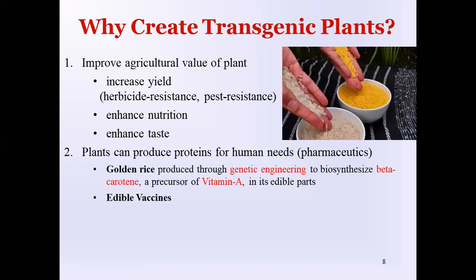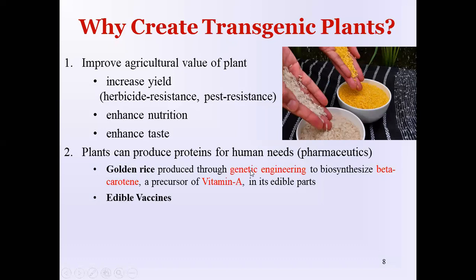So this is the golden example. Actually, the plant can produce proteins for human needs, so pharmaceutics, we can use them. Golden rice was produced through genetic engineering. The color of this rice is golden now, rather than white.